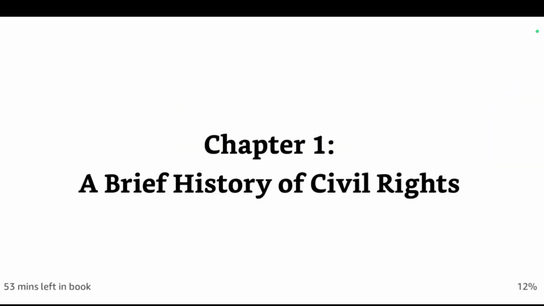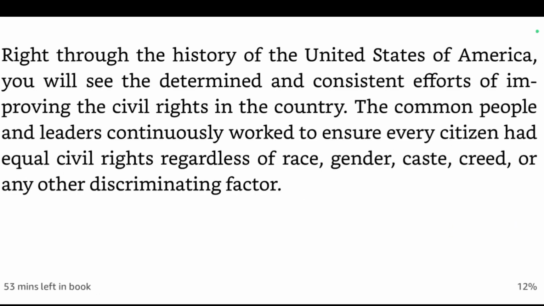Chapter 1, A Brief History of Civil Rights. Right through the history of the United States of America, you will see the determined and consistent efforts of improving the civil rights in the country. The common people and leaders continuously worked to ensure every citizen had equal civil rights regardless of race, gender, caste, creed, or any other discriminating factor.